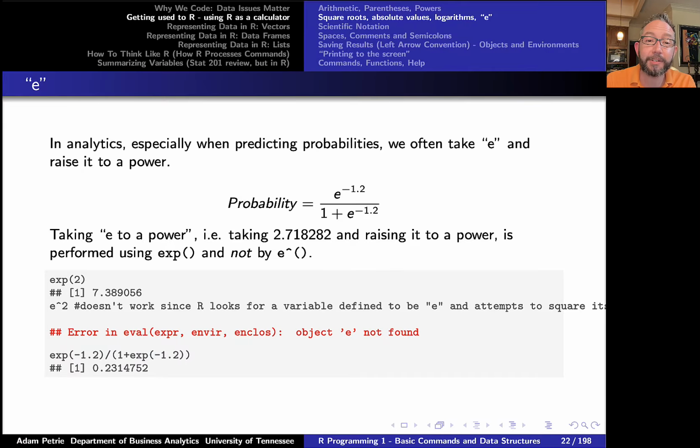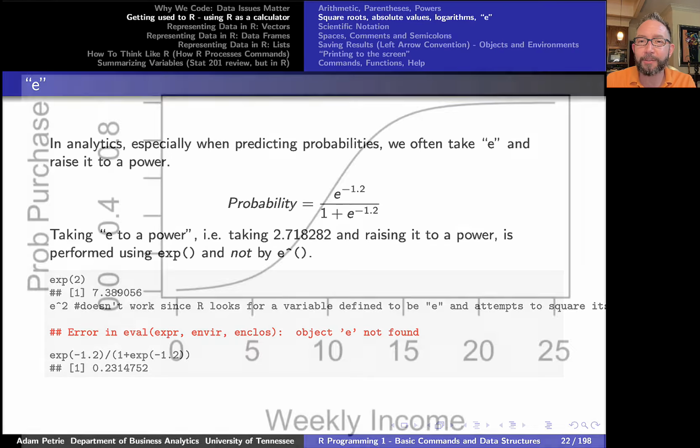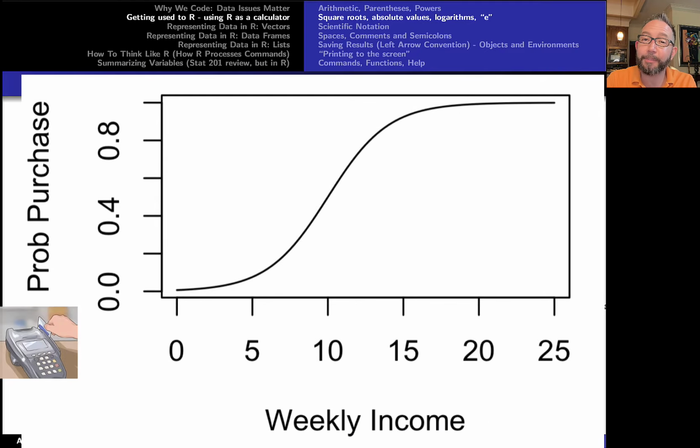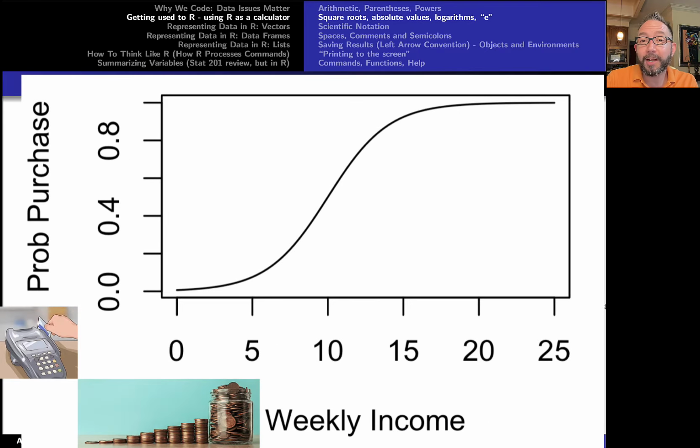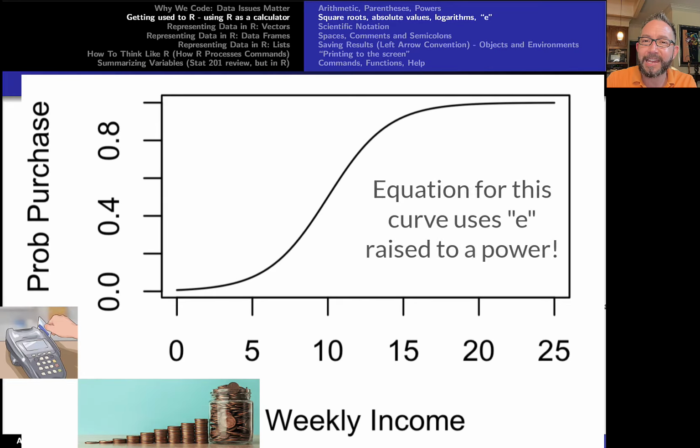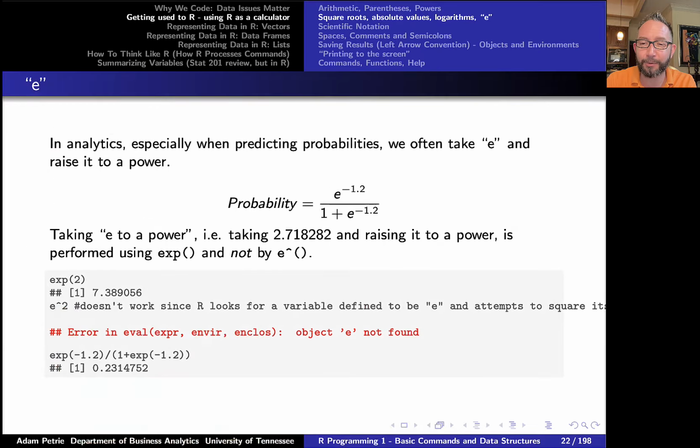All right, so complementary to logarithms are, of course, e being raised to a power, kind of the opposite of the natural log. So when we get into models that predict probabilities, let's say of making a purchase based on someone's income, we're going to come up with a model that tries to predict the probability based on a certain variable. So predicting the probability of purchasing based on income. And our equations are going to use e and raise it to a certain power. So we might see something like e raised to the minus 1.2 divided by 1 plus e raised to the minus 1.2.